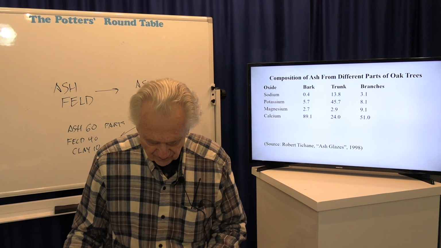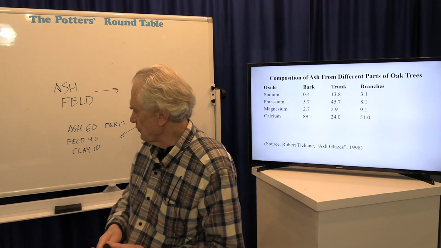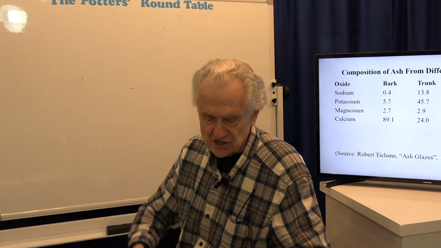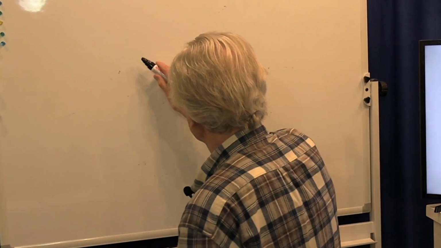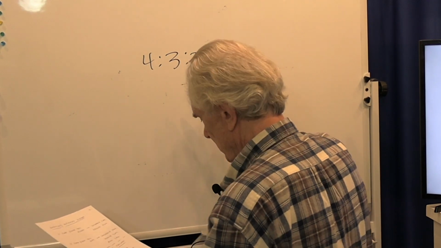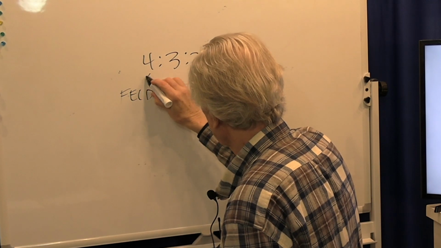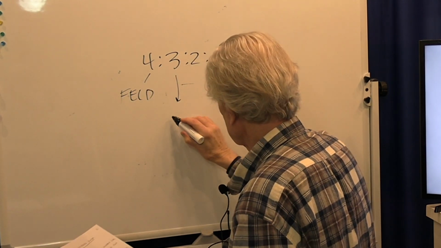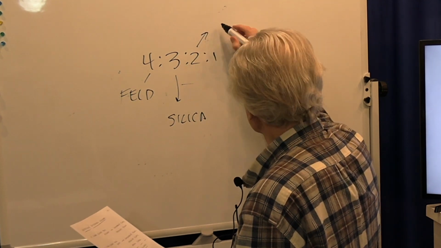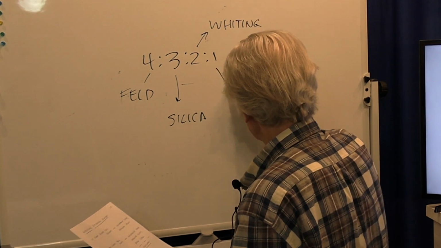Okay? So, for example, there's a classic recipe for what's called a 4-3-2-1 glaze. This is from Bernard Leach. He popularized this, what he called a 4-3-2-1, because it's the proportions 4, 3, 2, and 1. And 4 was feldspar, and 3 was silica, and 2 is whiting, and 1 is clay.